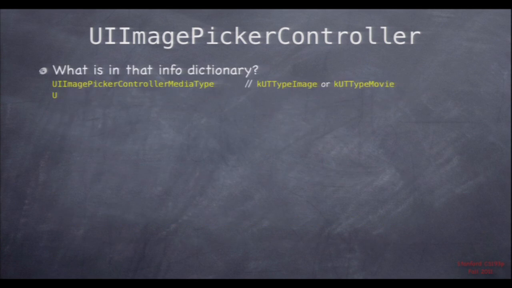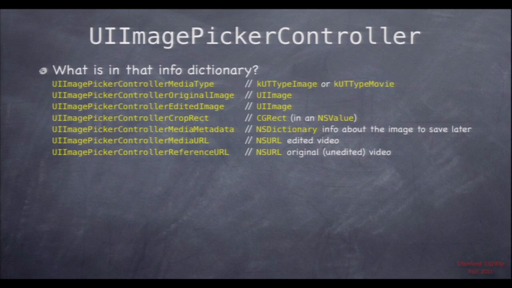Now, let's talk about that info. Here's the info you get back. It's a dictionary. Here are the keys that are in the dictionary, and the values are on the right, or the type of the value. And basically, you're going to get the image back. If you allowed editing, you're going to get the edited image. You'll also get a pointer to the original image, which is kind of interesting. You'll get the rectangle they chose to crop inside if they edited it. And if it's video, then you're going to get a URL to the edited video, and a URL to the actual original video.